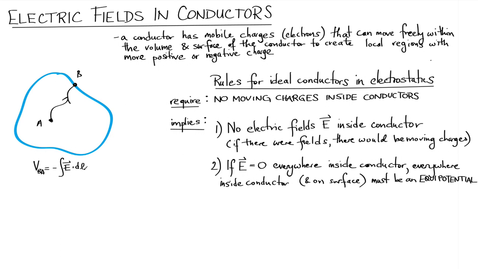Since there is no electric field inside, this is always 0. And that's true if I wanted to go to some other point on the surface as well. So every point inside the conductor and every point on the surface is an equipotential. That's implication 2 that we get directly from the fact that there are no moving charges inside the conductor. All right, I'm just going to erase this here.